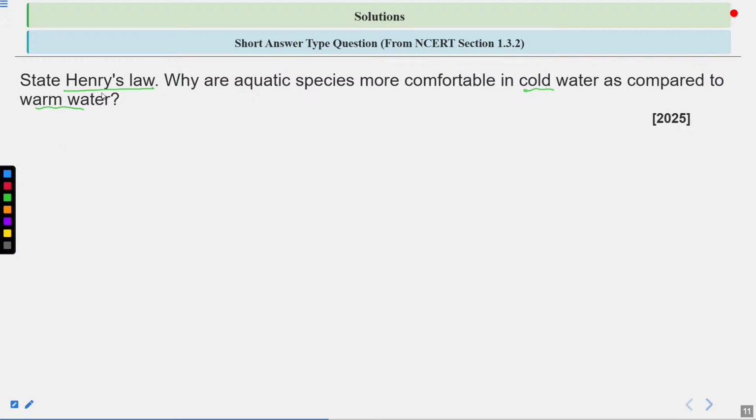So you can see that this question has two parts. The first one is state Henry's law, and the second part is why are aquatic species more comfortable in cold water as compared to warm water. This question was in the 2025 12th examination. You have some time just to go through it, think about what the correct answer can be, how you can explain this, and then we will continue to the correct answer.